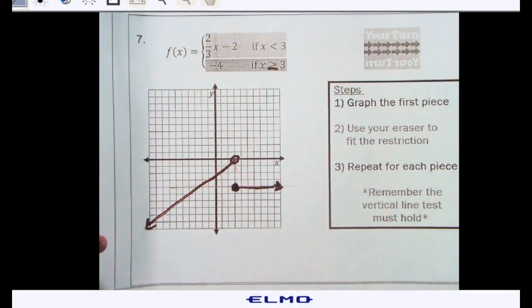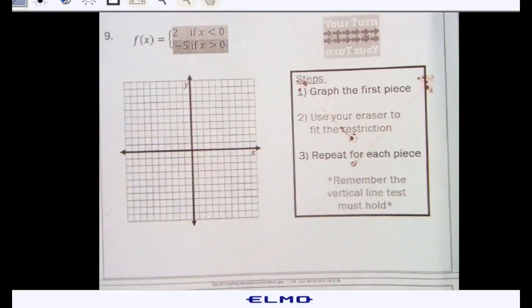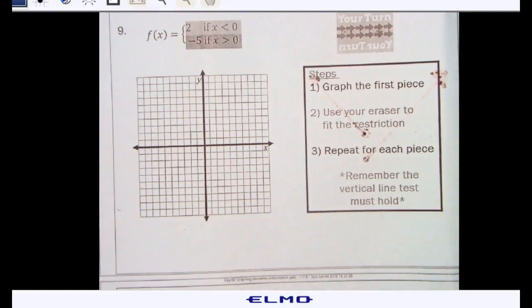Okay, not too bad. Go ahead and flip it over. Okay, go ahead and give that a shot. If you're getting the hang of it, go ahead and do both of them on the back.